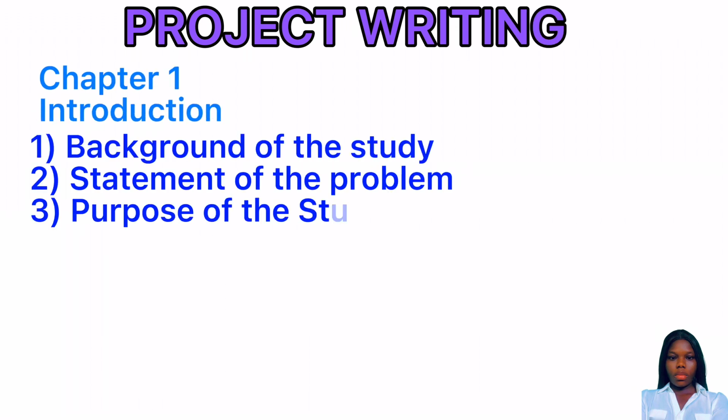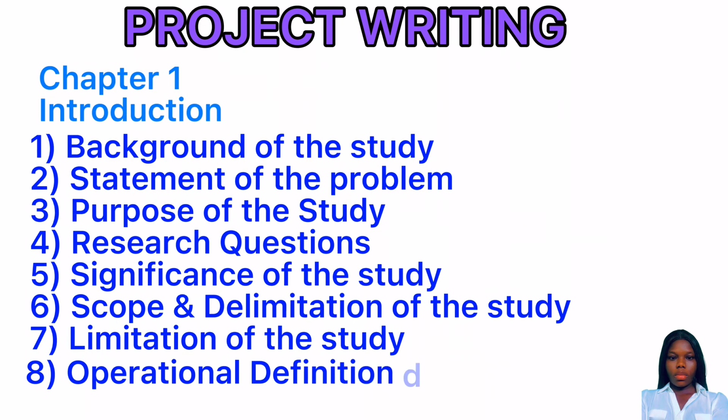Then let's go to chapter 1, which is introduction. Your chapter 1 has to do with your introduction. Under introduction, you have background of the study, statement of the problem, research question, purpose of the study, hypothesis, scope or limitation of the study, significance of the study, limitation of the study, and operational definition of terms. So I'm going to explain each of them.